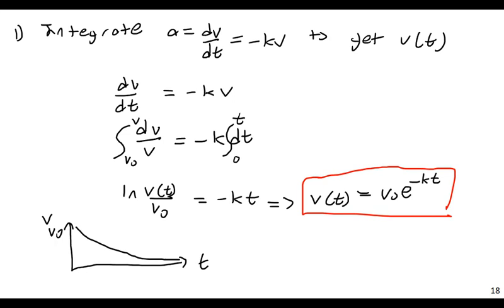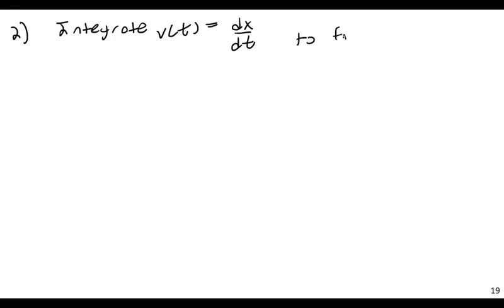All right, so next I want to find x as a function of time. So any questions about how I got this? Okay, it's just a basic integration applying the integration rules we saw previously. Then I'm going to integrate v of t equals dx dt to find x of t.